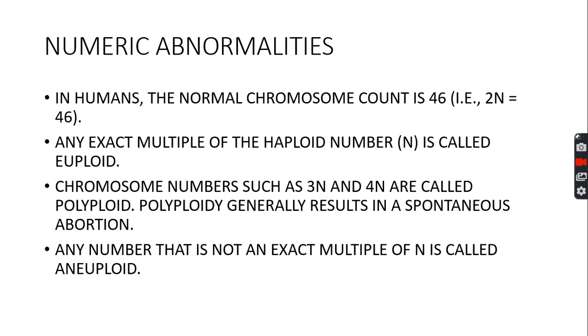So, numeric abnormalities. In humans, the normal chromosome count is 46. That is 2n, which is equal to 46, where n represents the haploid number. Any exact multiple of the haploid number, or n, is called euploid. Chromosome numbers such as 3n and 4n are called polyploid. Polyploidy generally results in a spontaneous abortion, so you won't have a lot of these in real life. Any number that is not an exact multiple of n is called aneuploid.